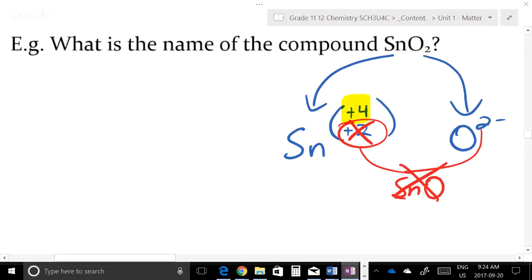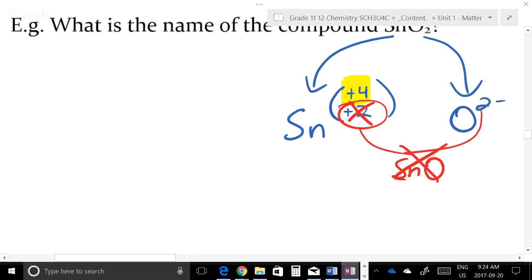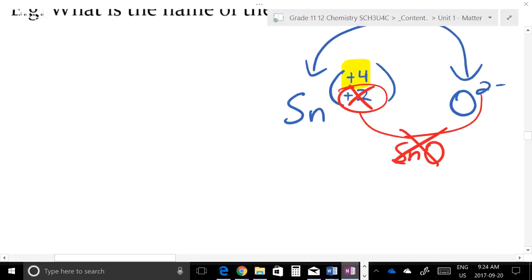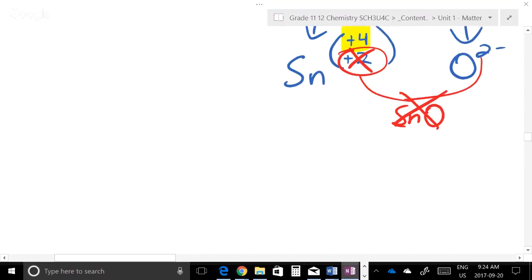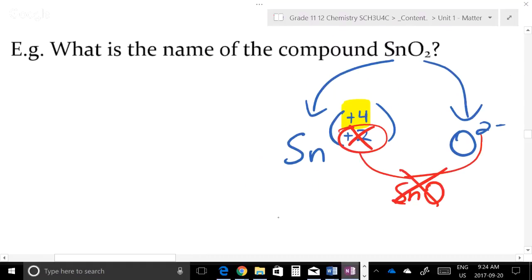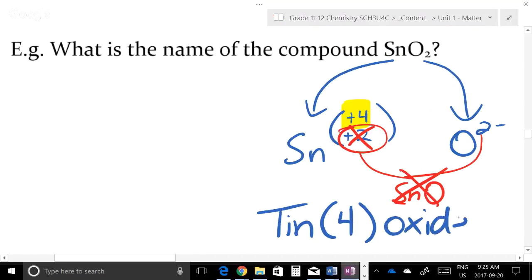Am I going too quick, or does that make sense? Don't be shy to tell me I'm going too quick. If you're asking a question about the last page, I'm not answering it. Okay, we'll carry on then. What would the name of this be? Tin 4 oxide. Yep. Oxide. Good. And I broke my own rule there.